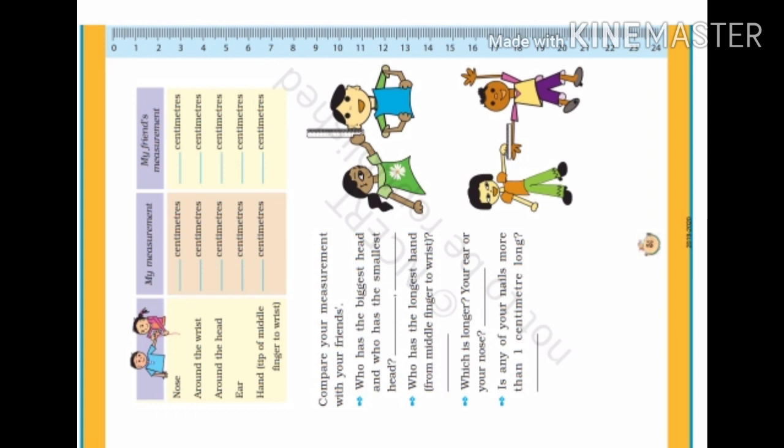So if you don't have a scale with you, please make sure that you have one before doing this homework. Okay, we will try to solve more questions in our next class. So for today, this will be all. Try to solve and show me.